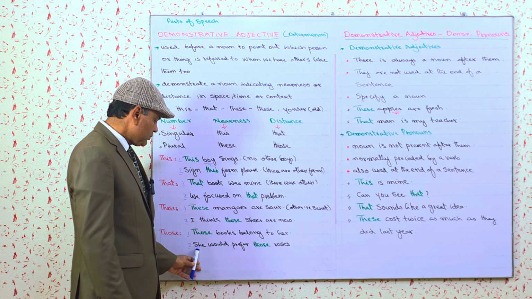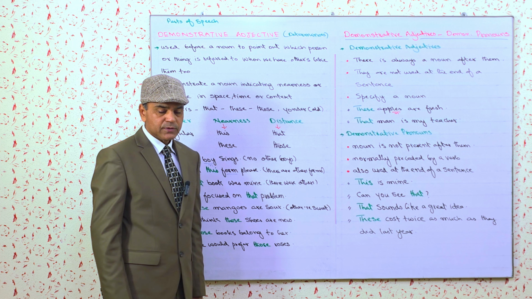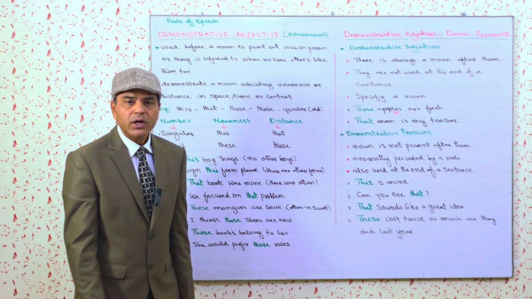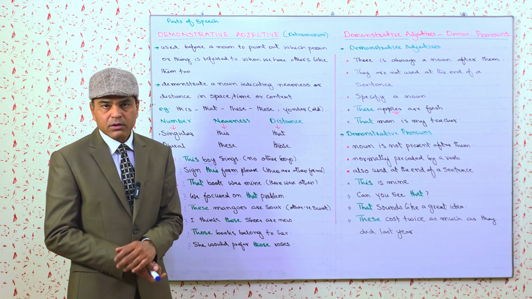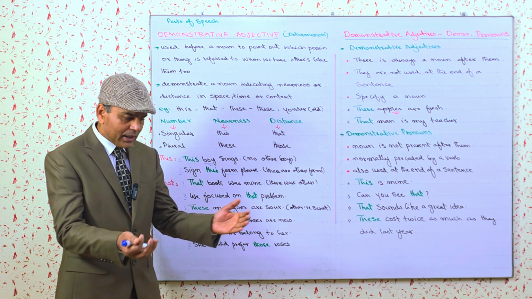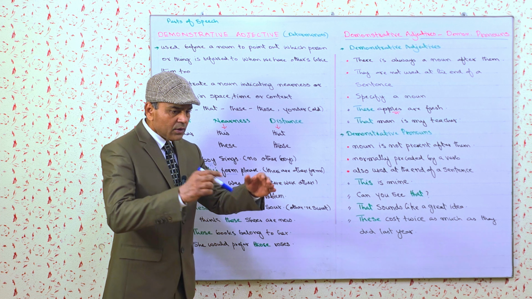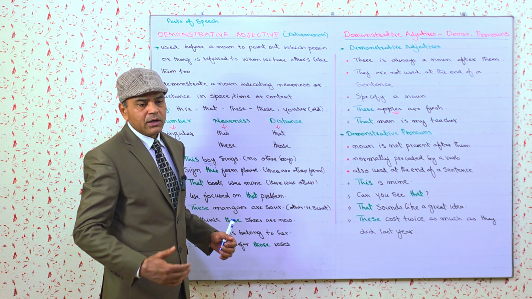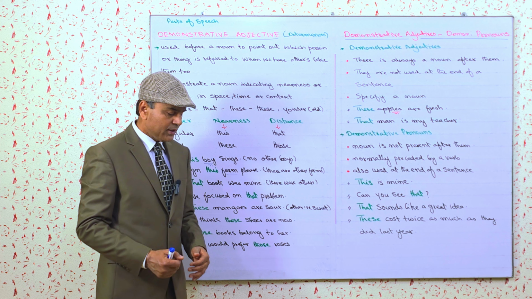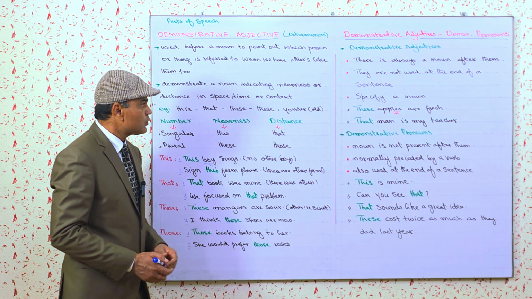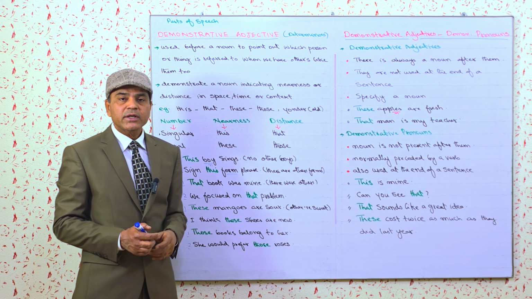And then she would prefer those roses. Someone has brought roses and is asking our opinion about what type of roses she likes. I have brought these things. I said those roses. Here I am showing the distance. They are lying at a distance from me, and I say those roses she will like, or she would like those roses. So this is all about demonstrative adjectives.